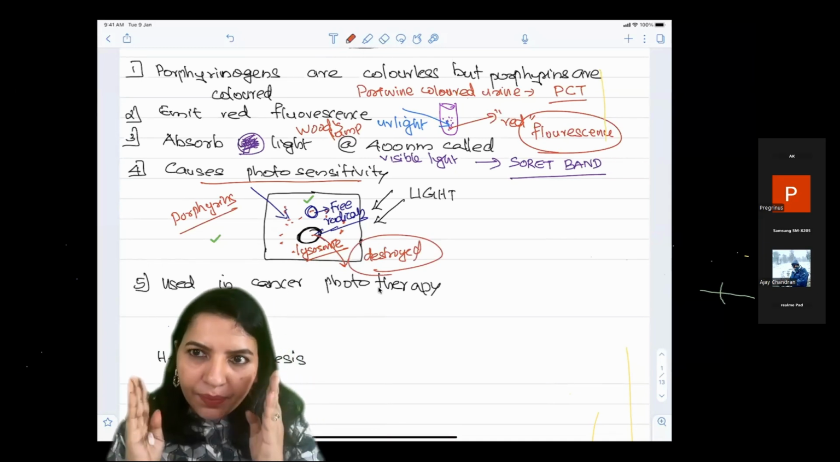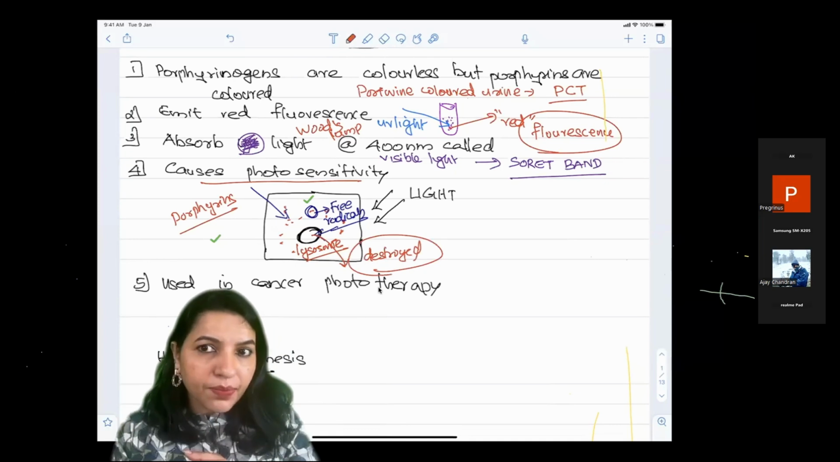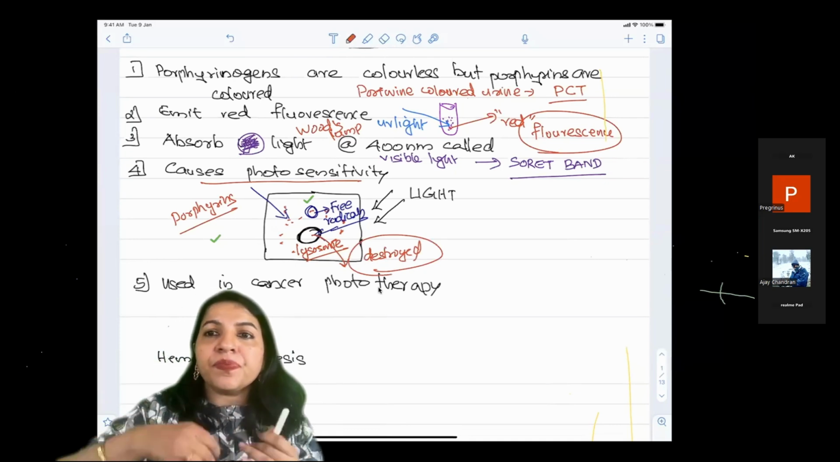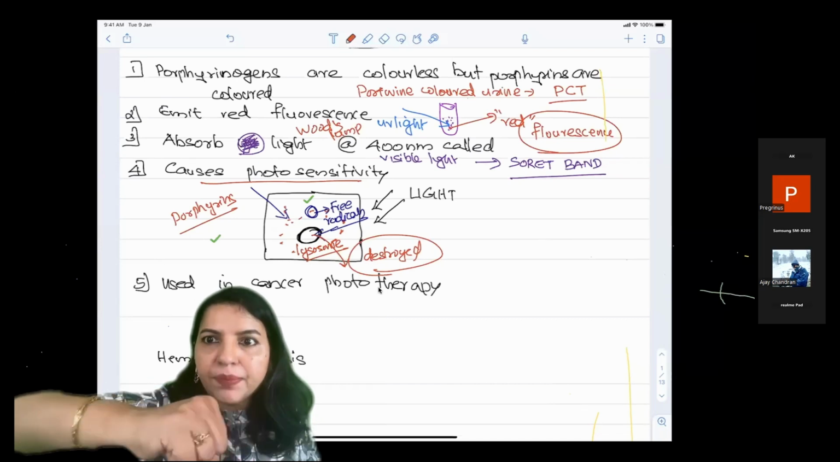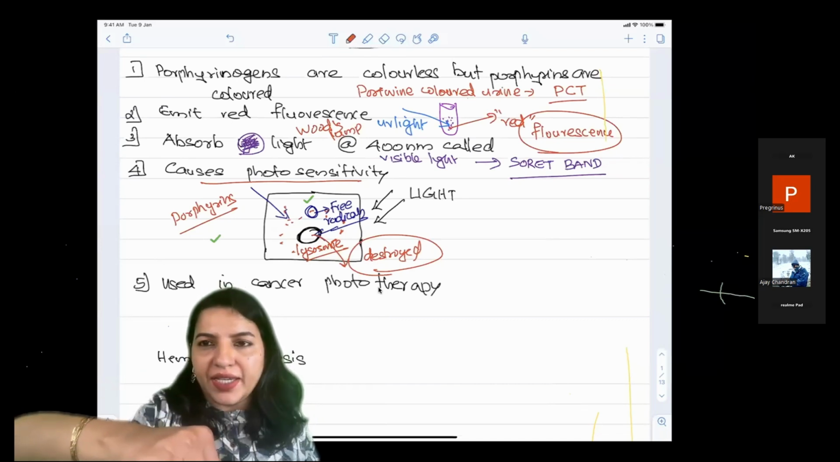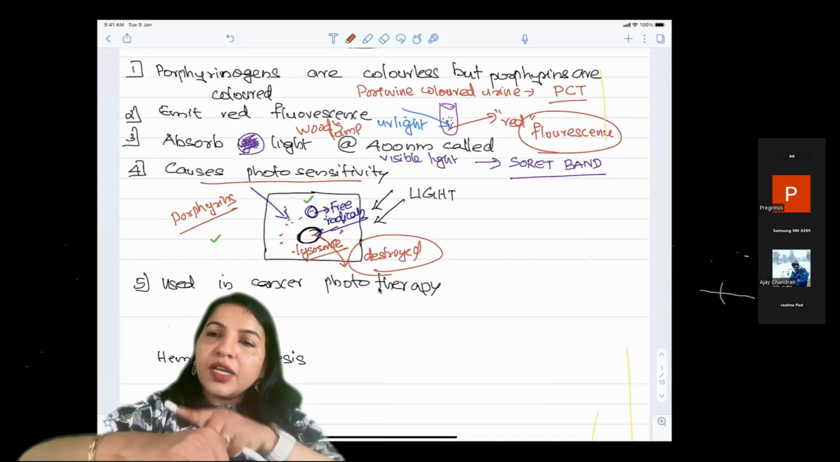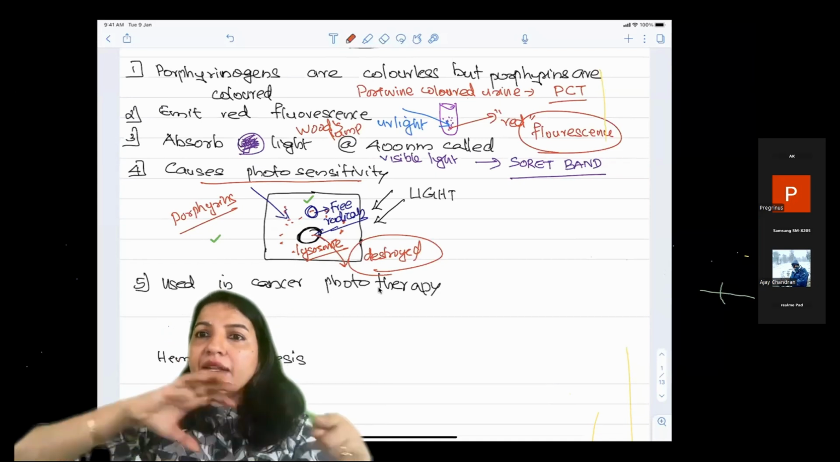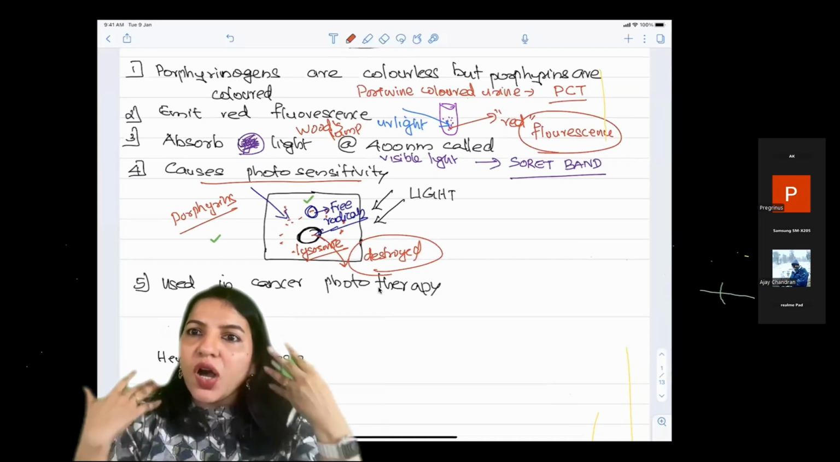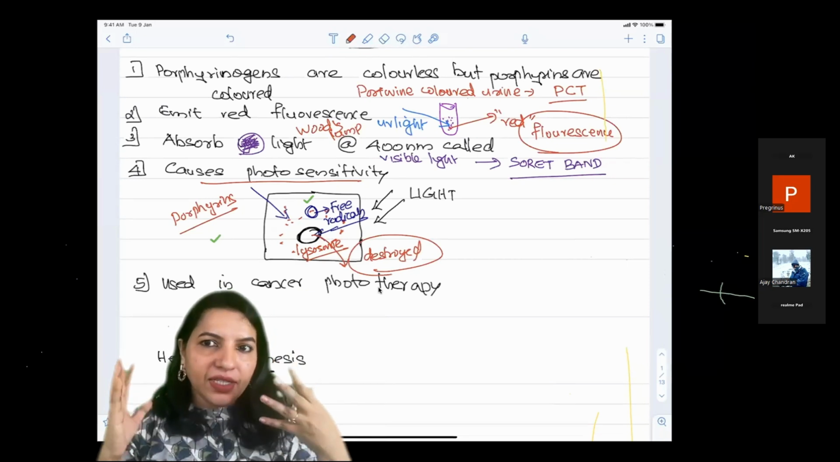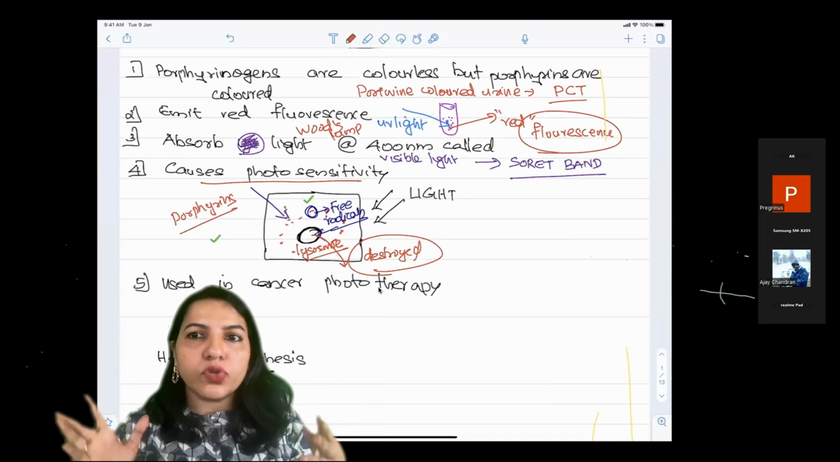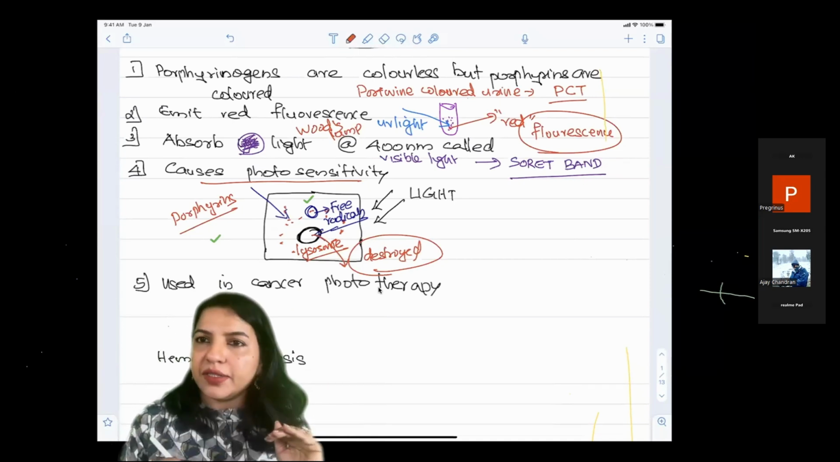which means if a patient is having a porphyria where porphyrins are present, what will happen? If that body part is exposed to light, then light falls, lysosomes degranulate, and those cells will be destroyed. So what symptom can you see in a patient? That is called photosensitivity. So that is another characteristic.